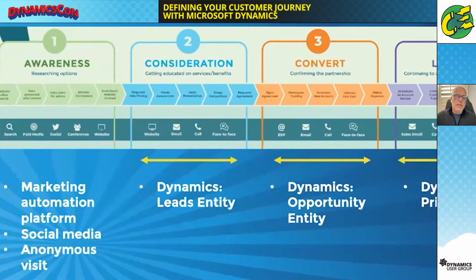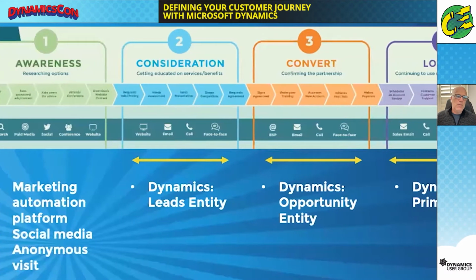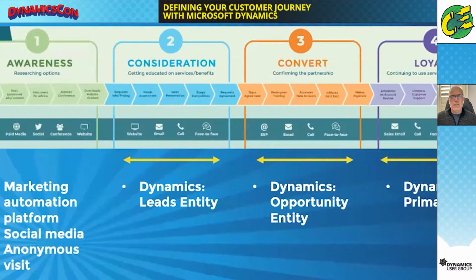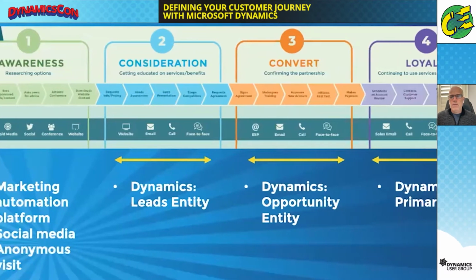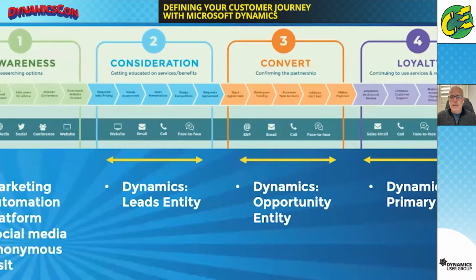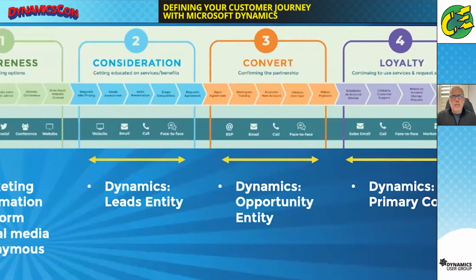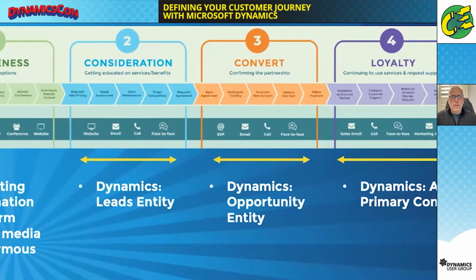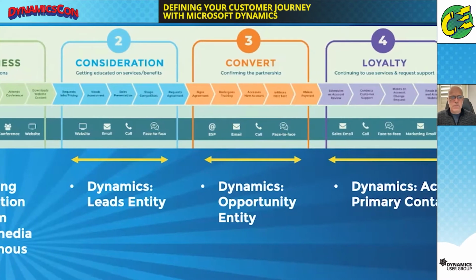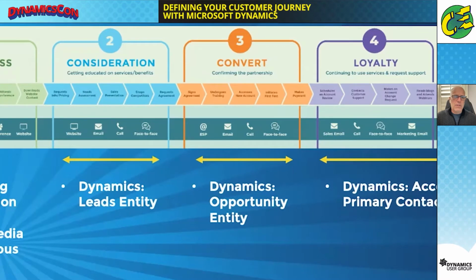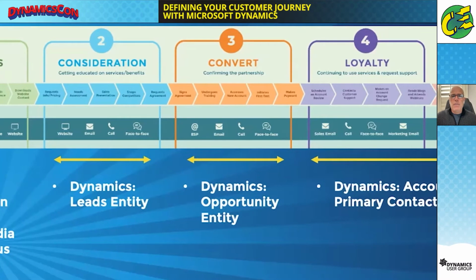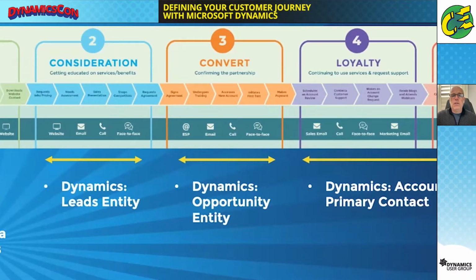But as soon as we get into consideration, what we're going to be dealing with in Dynamics is the leads entity. Right? These are folks that you know who they are. We've actively identified them. We probably have an email address, a first name, last name, potentially company name, title, some additional information about them, what services they're looking for. That's going to take us then to the convert stage.